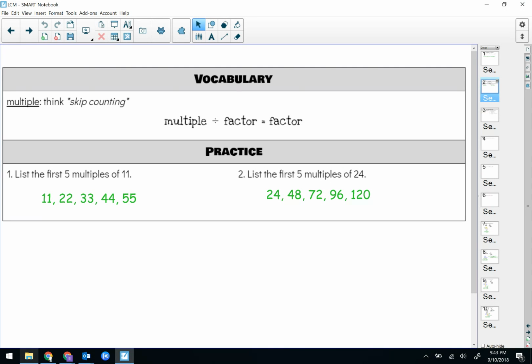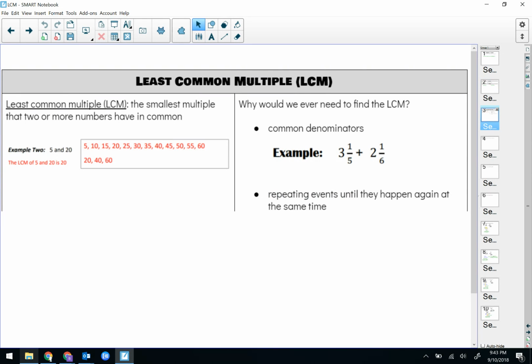So those are multiples, but we're trying to find the least common multiple. The definition there is the smallest multiple that 2 or more numbers have in common. I know this example is tiny, but make sure you look at your notes. The example is with the numbers 5 and 20. If we kept counting by 5s and we kept counting by 20s, what would be the smallest number that they finally have in common? You can see the list there, 5, 10, 15, 20, 25, 30, and so on. And then the list of 20s, 20, 40, 60. Well, right away, we can see that the LCM, the smallest number they have in common, is 20, right there in that list.